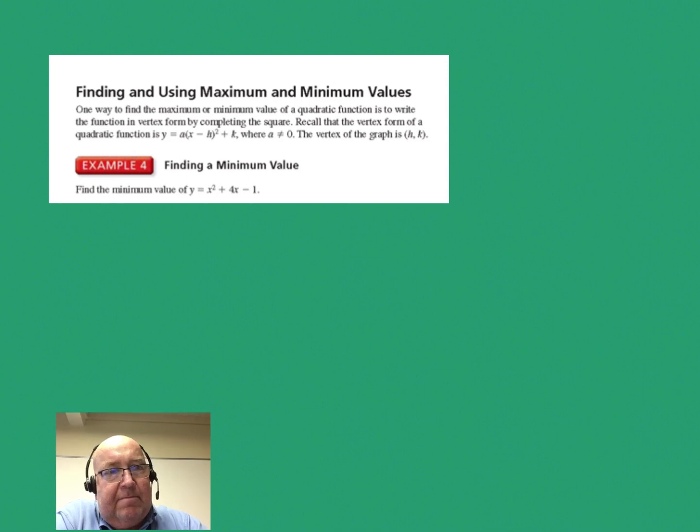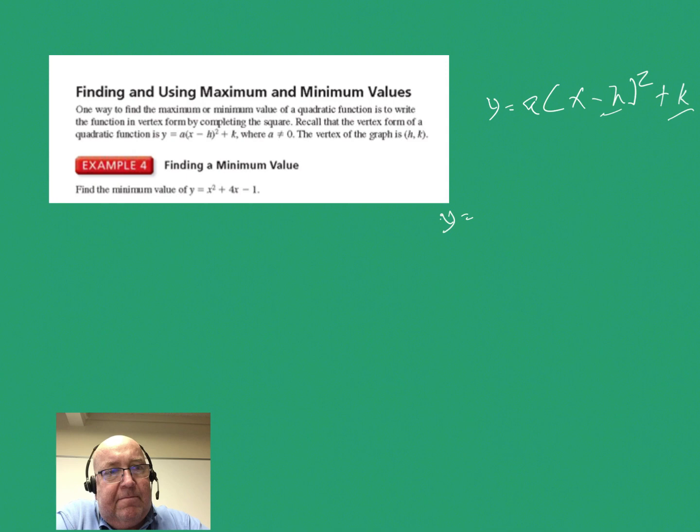We can also use this method to find maximum and minimum values. So remember that when we have an equation in this form, that is the vertex form, and the value inside is the opposite of the x value, and the value here is the y value, which will be our maximum or minimum when we get done. So we're going to do this.